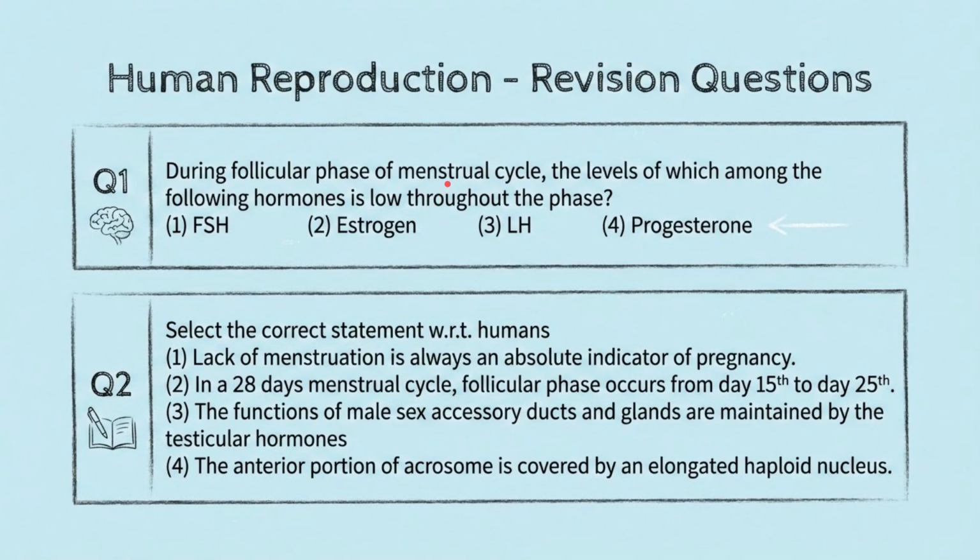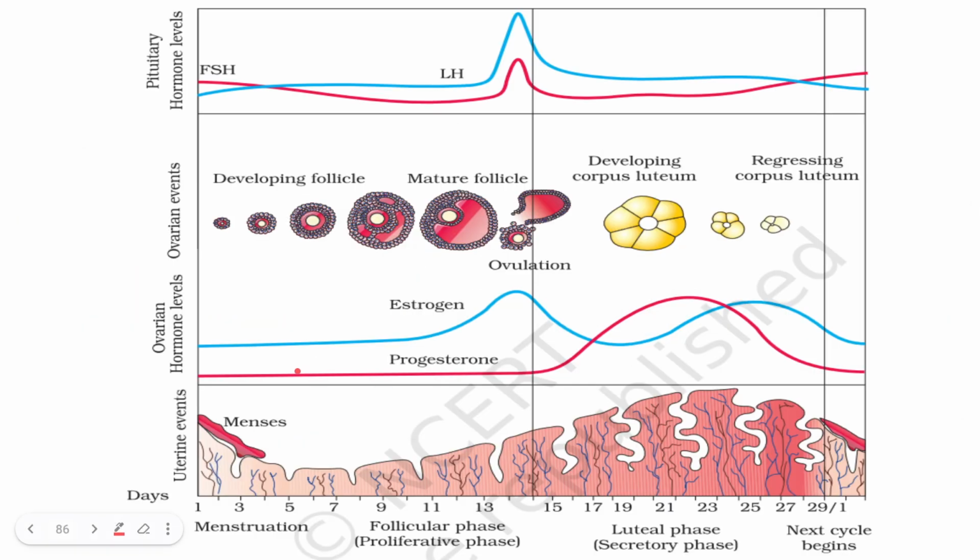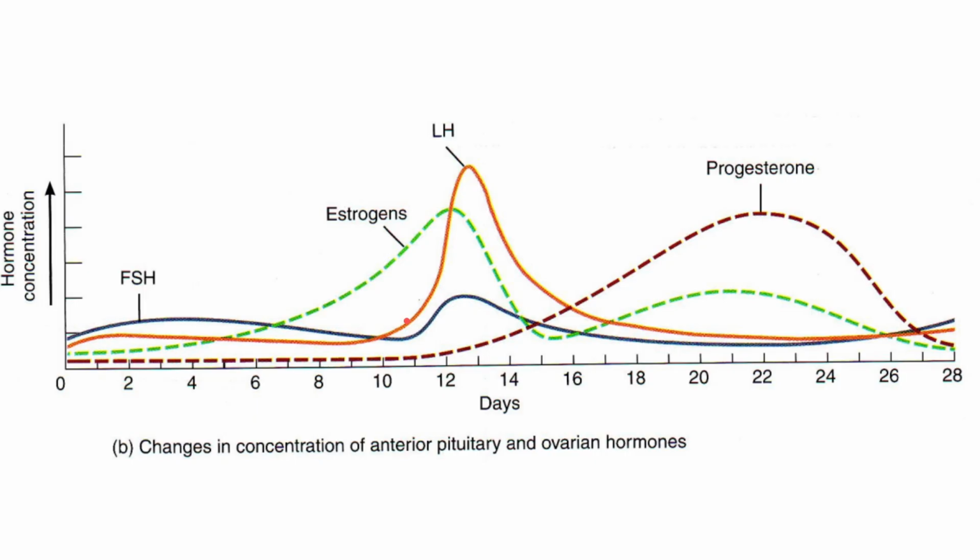So during follicular phase of menstrual cycle, levels of which hormone is low throughout the phase? Can you answer this easy question? Okay, fourth option, progesterone. Because FSH and LH will gradually increase, estrogen also will gradually increase. இதெல்லாம் increase ஆகும். எது லோவா இருக்கும் அப்படின்னா, see this graph. For follicular phase எந்த ஹார்மோன் லோவாவே இருக்கும் அப்படின்னா that is progesterone. மற்றபடி FSH, LH, estrogen இதெல்லாமே increasing.